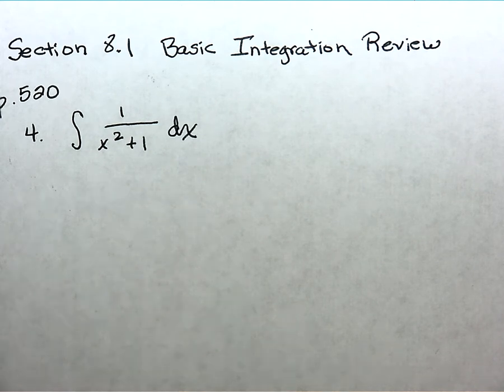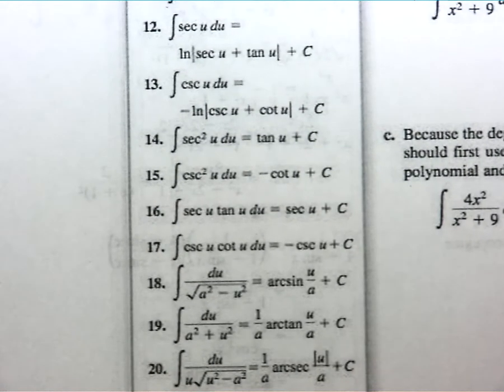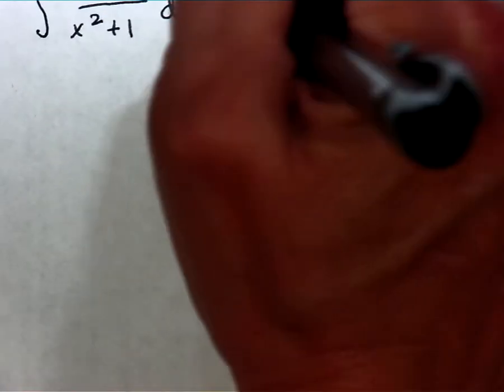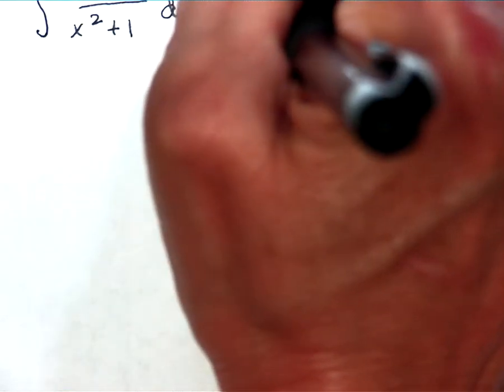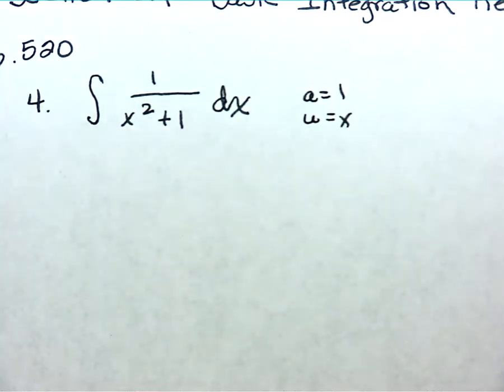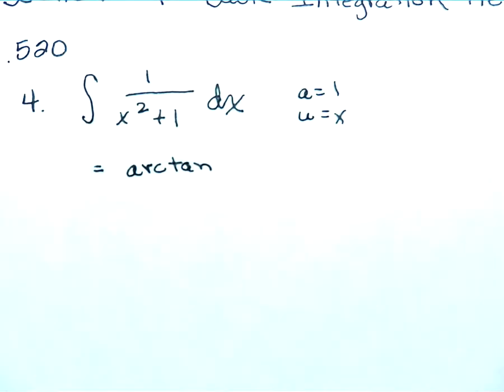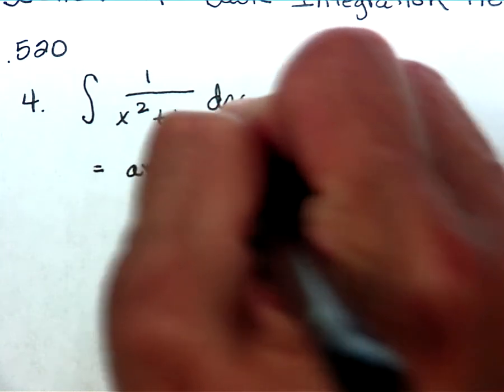Look at my list here. Does it look like any of these? It's arctangent. Where? Yeah? Where a is 1 and u is what? Is the x. And then du is dx. So that's just arctangent's 1 over a, which is 1, arctangent of u over a, which is just x, plus a constant.